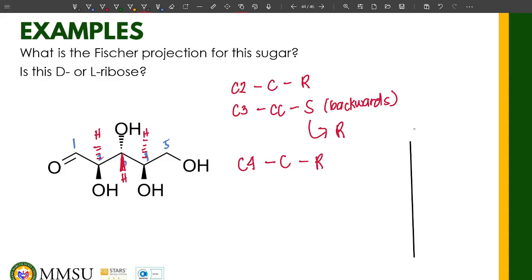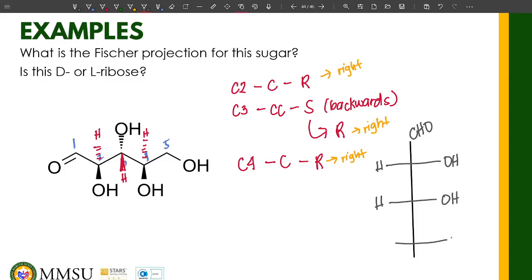the C double bond O is of course at the top, that is the CHO. And then the second carbon, here, it is on the right. This one is also on the right. And this one on the left. Oh no, wrong. It is right, they are the same. They are all R. Let's write them all on the right: OH, hydrogen, OH, hydrogen, OH, hydrogen, and then here the CH2OH. So that is going to be its Fischer projection.